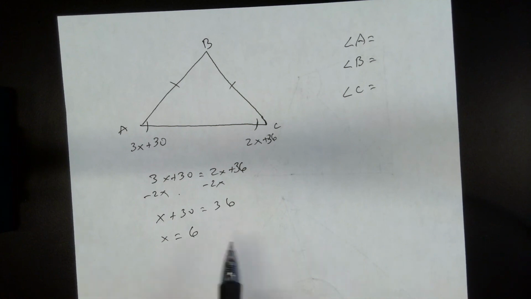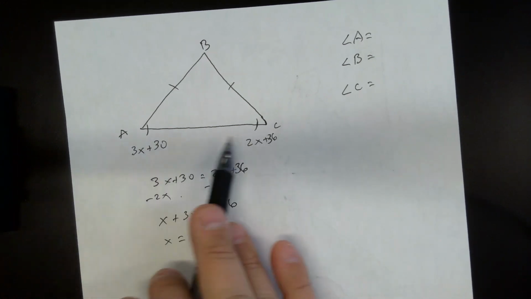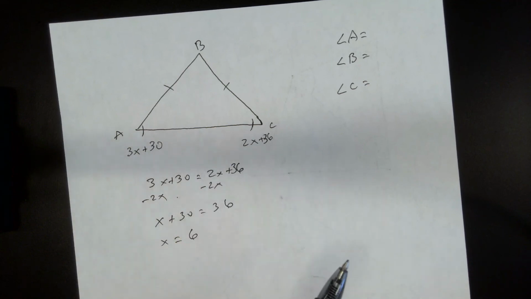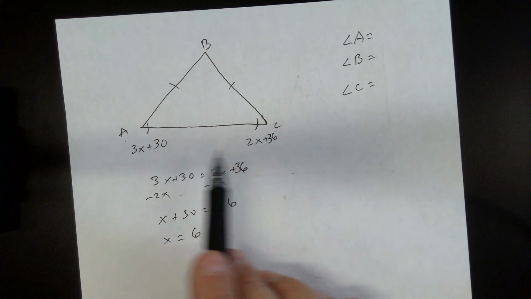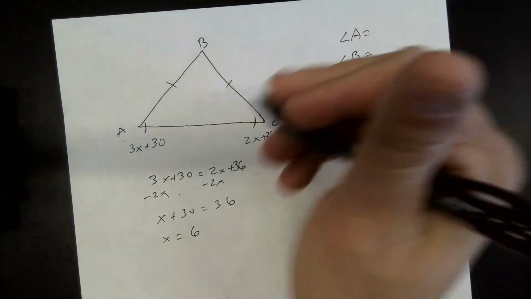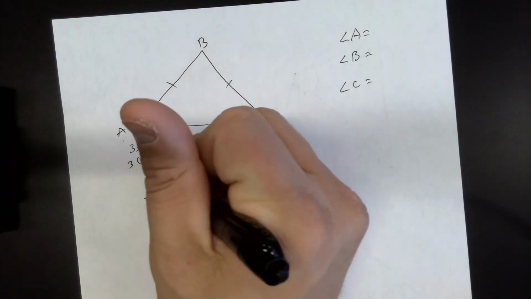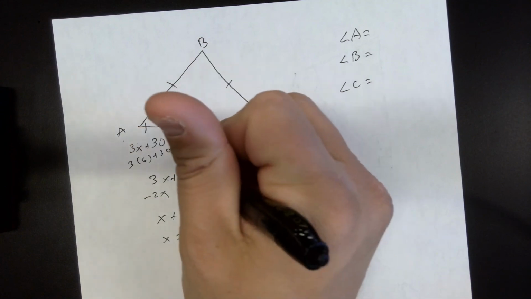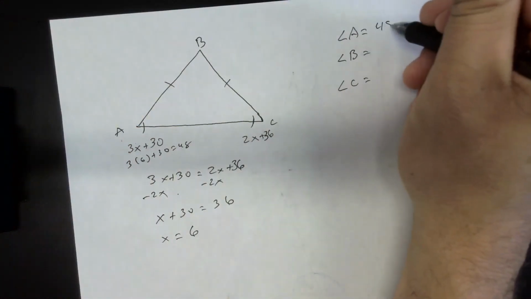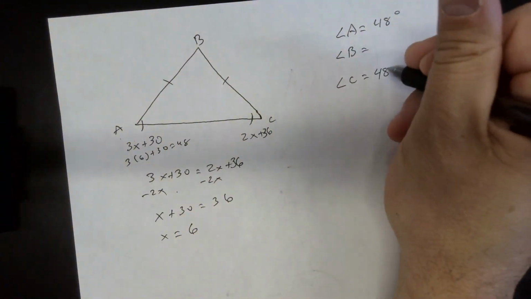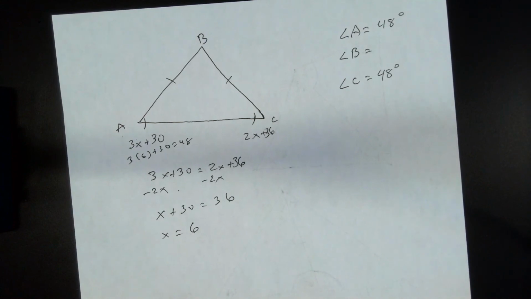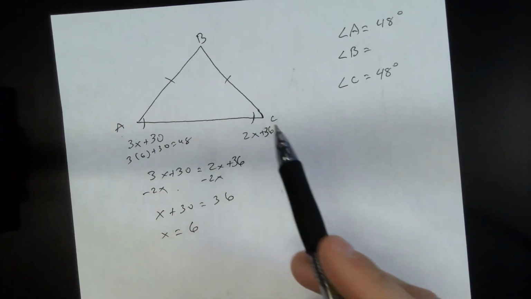So now we're going to plug it back in. Would we need to plug it into both of these? Daxton, come up here, underneath the smart board. Hurry. So look, we don't need to find both, right? Because if we plug 6 into this one, we get 48. If that's 48, then this one also has to be 48 because it's an isosceles triangle. We actually don't even need to plug it into this one.